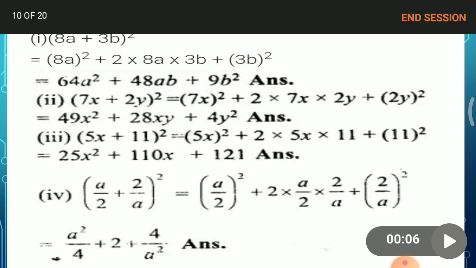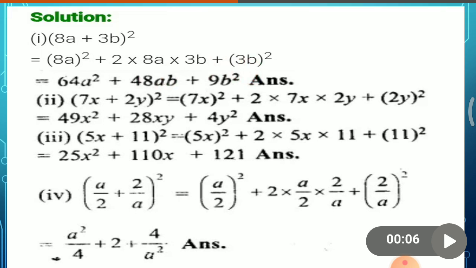After that you start: 8 8 is 64a square, plus 2 8 is 16, 16 3 is 48ab, and plus 9 9 is 81, or 3 3 is 9b square.